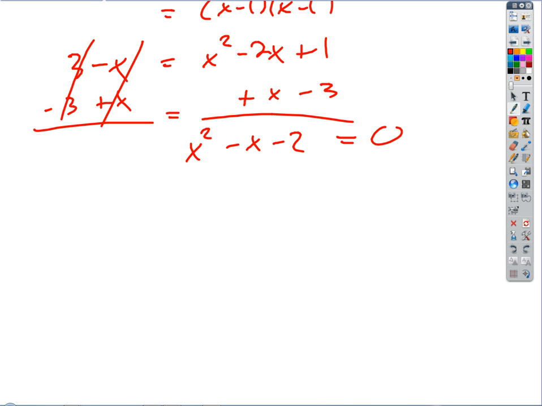So how do I? This is old stuff. We can do this in our sleep. How do we solve a quadratic equation? Factor this one, or we could use the quadratic formula if we really wanted to. But this factors. Factors into what?